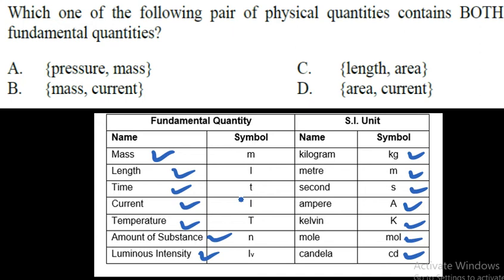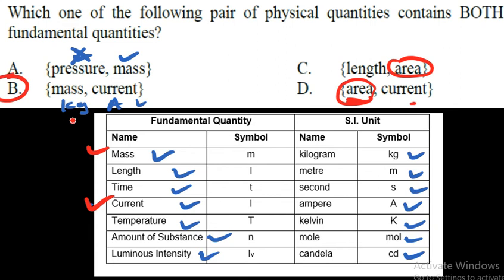So according to the question here, which one of the following contains both fundamental quantities? For example, A, pressure and mass. Pressure fails. B, mass and current. Yes, it works. Mass is kilogram, and current is ampere. It works. We said it already. The current is found here, and the mass is found here. Yes, it works. What about C, length and area? Area is derived because area is meter square or centimeter square. Again, for the area and current pair, because of area it fails. So the answer is going to be B.